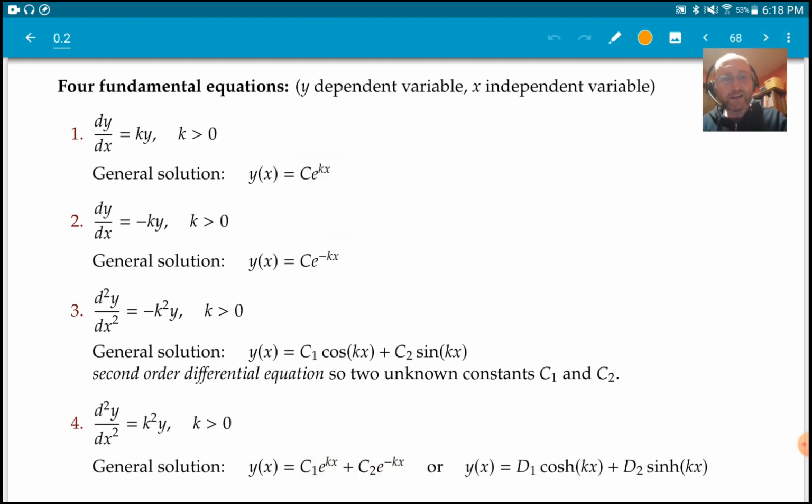Another way of writing that is with some different constants. Let me call them d1 and d2, with a hyperbolic cosine and hyperbolic sine instead of the exponentials. That's sometimes more convenient than the exponentials, but we'll see on the next slide. They're the same thing, just a different way of writing the same thing. So these are what I call the four fundamental equations and their general solutions. And it's good to just remember these, because they come up a lot. So it's good to just know what they are.